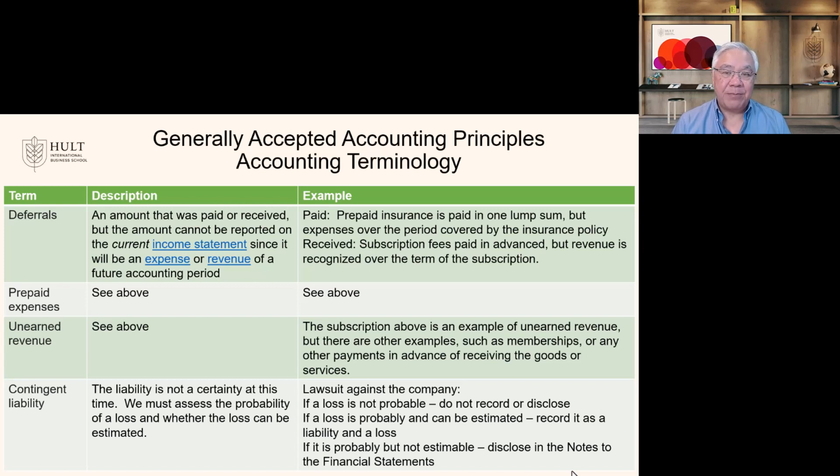The second example is prepaid expense. That's the flip side of the deferral. When you have a deferral, it could be a prepaid expense like the insurance example. Unearned revenue is the example of the subscription.